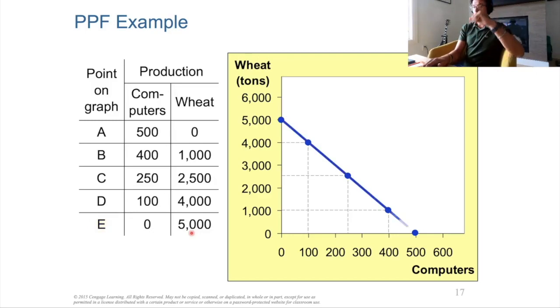What you can see in this graph is that if we plot more points like A, B, C, and D, we can have a curve that defines our production possibility frontier. So this is the graphical representation of the production possibility frontier.